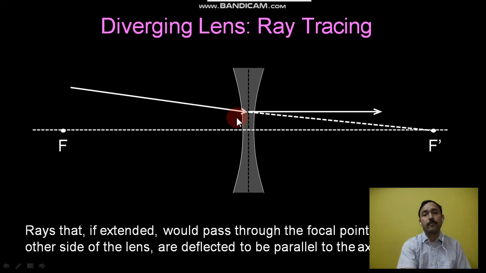So a ray that is coming from this direction, extending this ray, it looks like it is falling onto this focal point F dash. So this ray, after refraction on emerging from the biconvex lens, will be parallel to the principal axis.